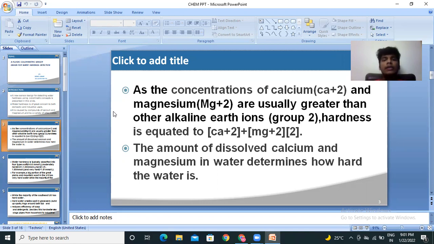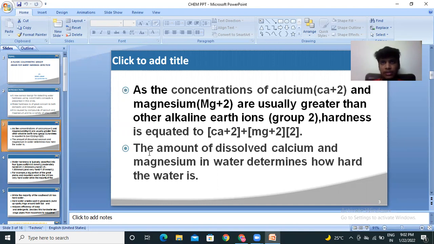As the concentrations of calcium Ca2+ and magnesium Mg2+ are usually greater than other alkaline earth ions, group 2, to detect the hardness, we use this equation: Ca2+ plus Mg2+. Now the next point: the amount of dissolved calcium and magnesium in water determines how hard the water is.